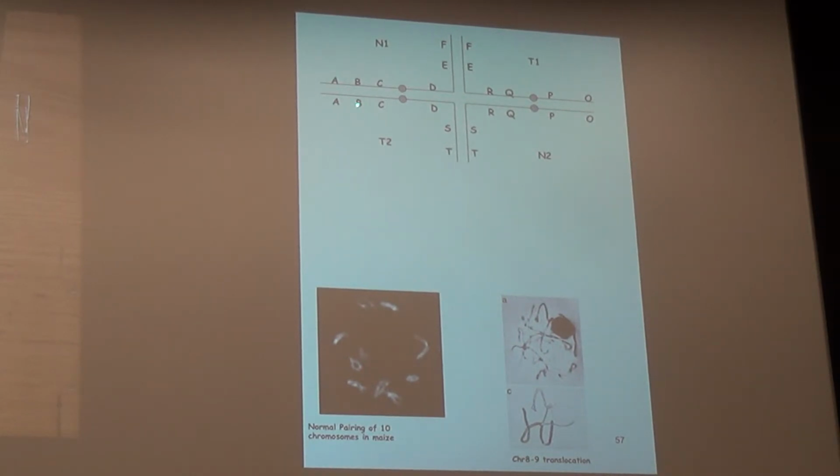And then you have the translocated chromosome. A will pair with A, B will pair with B, C with C, and D with D. But then you diverge away because S can't pair with E and T can't pair with F anymore. So they basically form a tail initially, right?